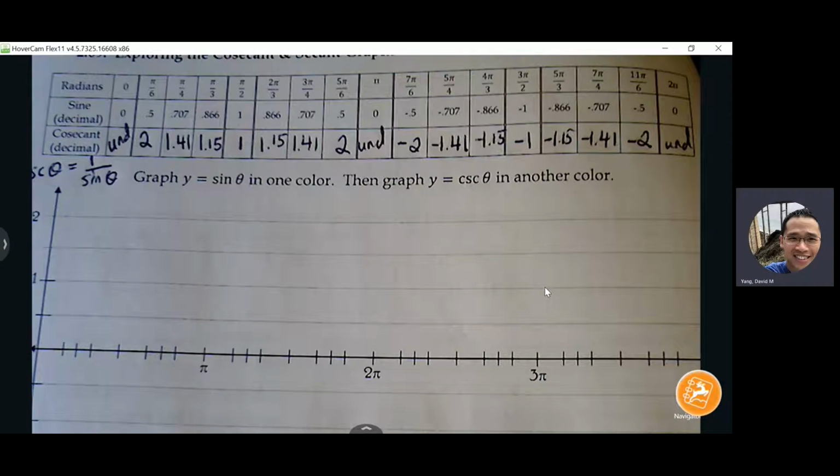Okay, let me know how those values look and whether you're getting those as well using your calculator. Any questions?